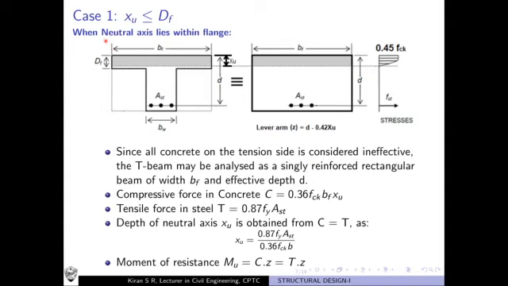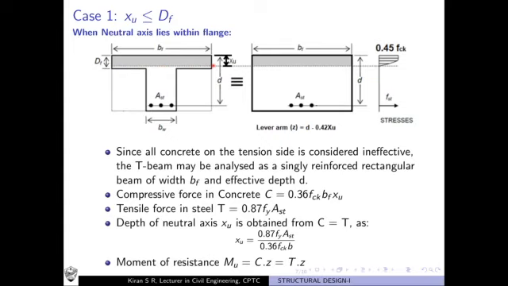Case 1, where the neutral axis lies within the flange. So you see this figure. This is the neutral axis. The depth of neutral axis is marked here, defined as XU, measured from the extreme compression fiber. The neutral axis, as you see, is inside the flange. Okay, this is inside the flange portion.